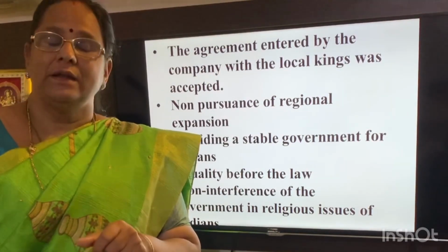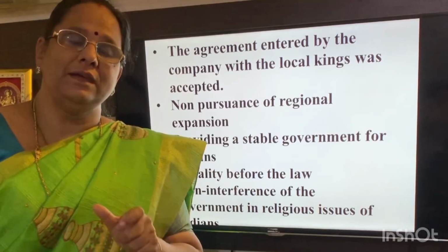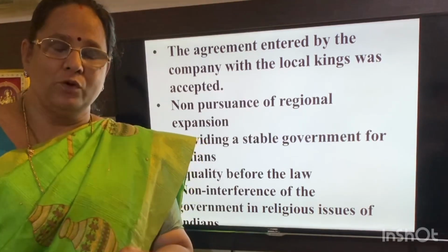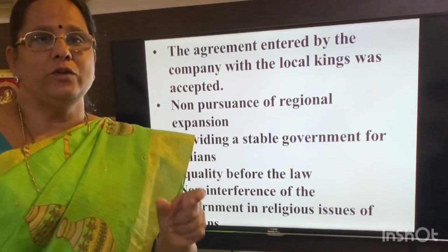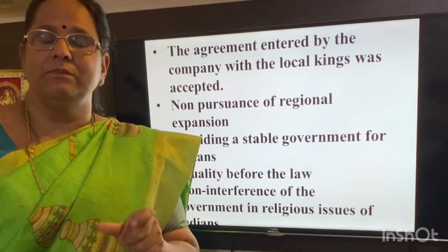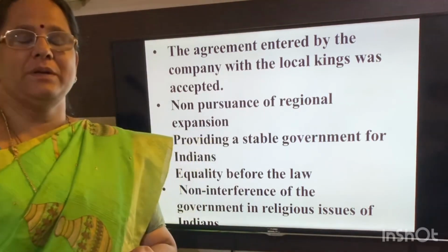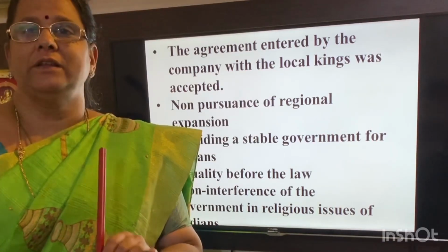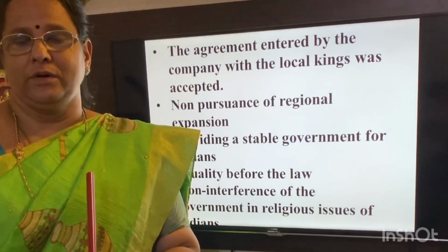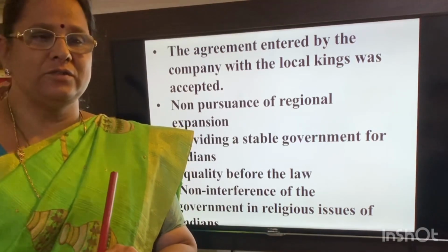Next one is regarding providing a stable government in India. And the fourth one is regarding equality before the law. That is, they are going to treat everyone equal before the law. And the last one is, now the British government clearly said that they will not interfere in the religious matters of our country. And they will maintain religious tolerance.